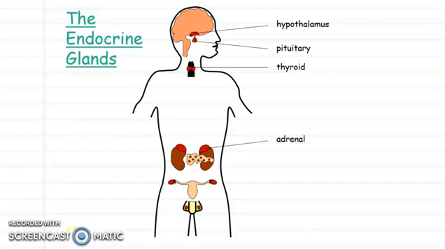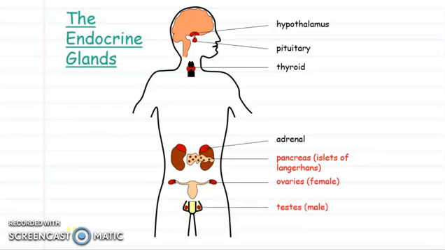Hormones are chemical messengers made by endocrine glands in the body, which travel to target organs in the bloodstream. There are several endocrine glands that you need to know about as part of the National 5 course, amongst others. And they are firstly the pancreas. The islets of Langerhans within the pancreas produce hormones involved in blood sugar regulation. The ovaries and the testes, in females and males respectively, produce sex hormones.